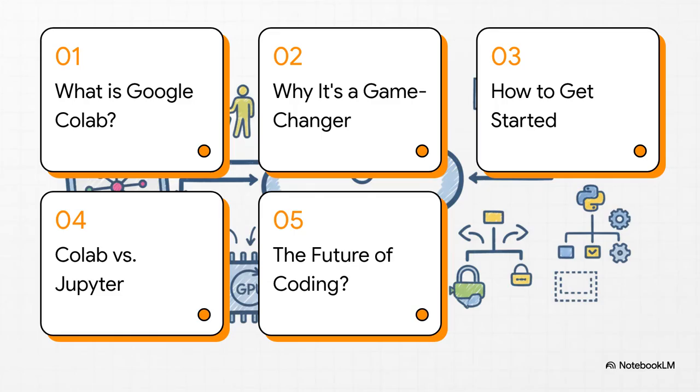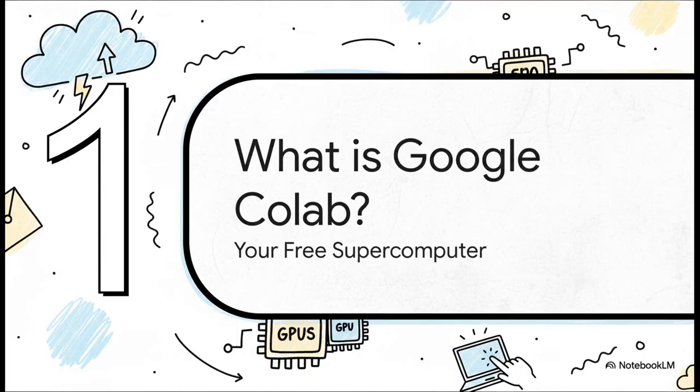So here's how we're gonna break it all down. First, we'll cover what Colab really is and why it's such a massive game changer. Then, I'll show you exactly how easy it is to get started. After that, we'll put it head-to-head with the classic Jupyter Notebook, and finally, we'll zoom out and look at what all this means for the future of coding. Okay, so let's dive into the fundamentals.